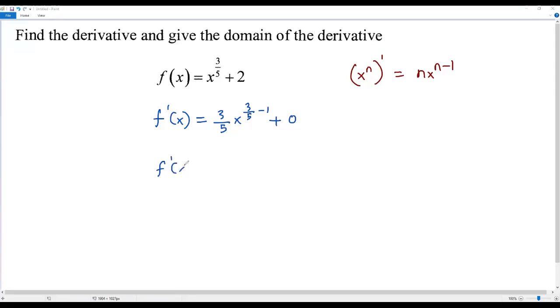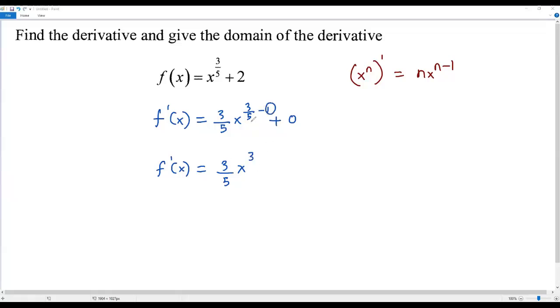Okay, now let's simplify. f prime of x equals 3 over 5 times x to the power 3/5 minus 1. Here an integer is subtracted from a fraction. Whenever an integer is added or subtracted from a fraction, and if I want to simplify, I have to multiply this integer part by the denominator of the fraction. Once I am done with this multiplication, I have to take this 5 as a common denominator. So let me do it.